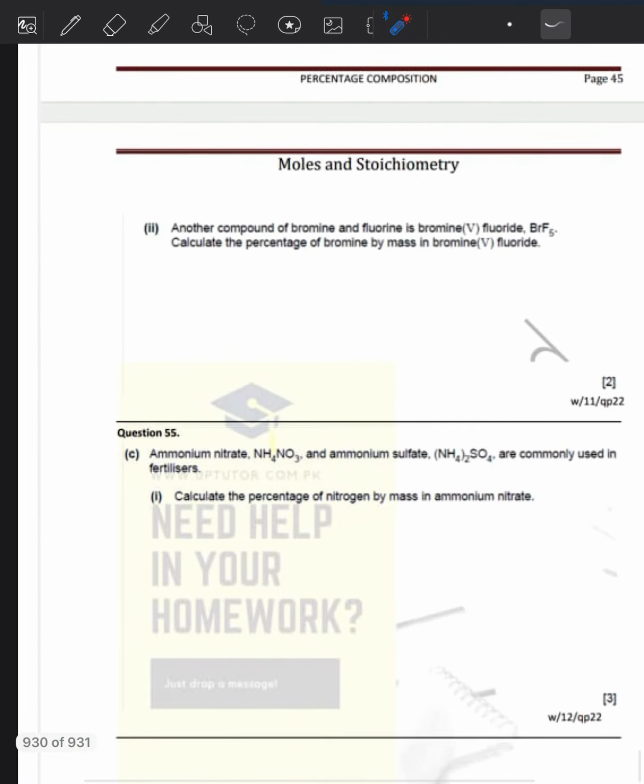Now we have a few questions from the past paper. Another compound of bromine and fluorine is bromine fluoride. Calculate the percentage of bromine by mass in bromine pentafluoride, BrF5. So we need to find the percentage of bromine. What is the first step? We need to find the molar mass.